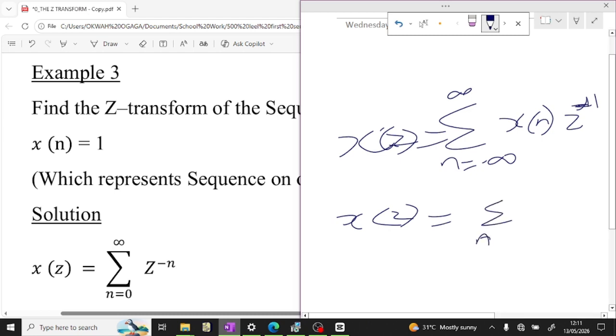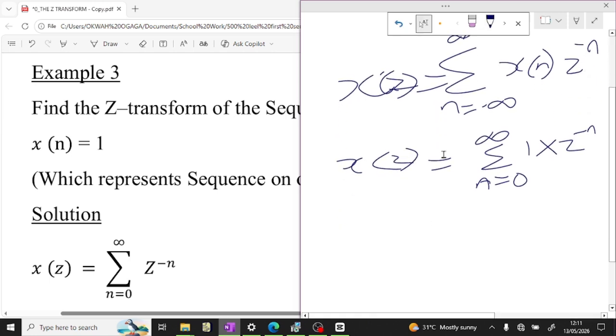So from n equals 0, x of n is 1, so 1 times z to the power minus n. Sorry about that, this is minus n, that is my formula. So we now have x of z equals the sum from n equals 0 towards infinity of z to the power minus n, because x of n is just 1, and 1 times z to the power minus n is the same thing as z to the power minus n.